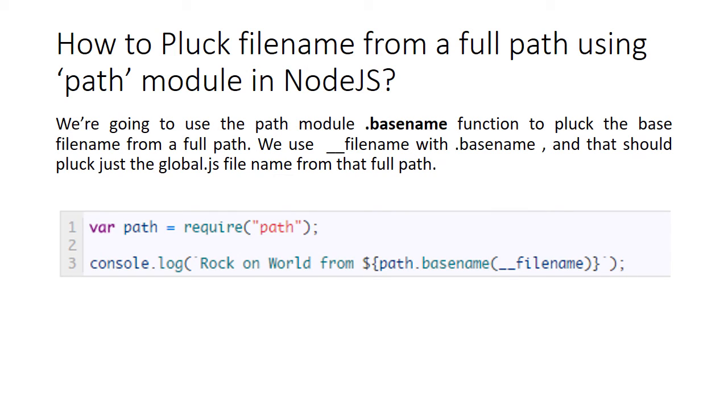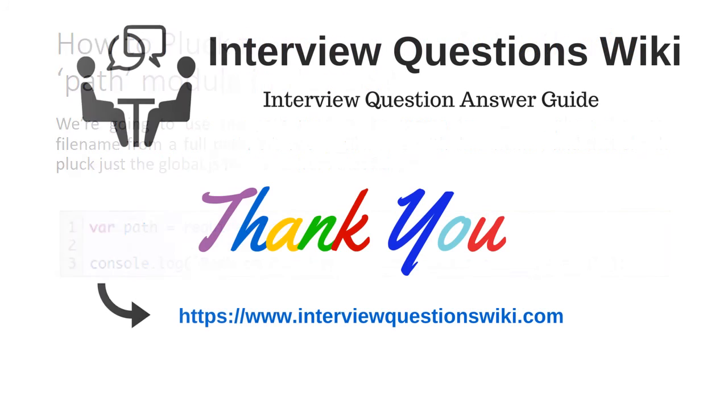Next question. How to pluck a file name from a full path using the path module in Node.js? We are going to use the path module's basename function to pluck the base file name from a full path, and that should pluck just the global.js file name from that full path.